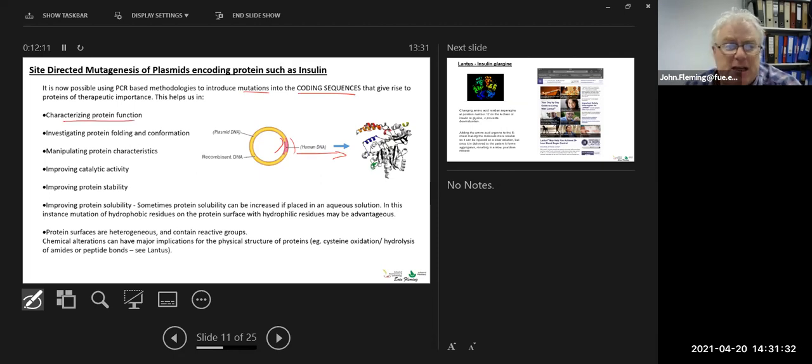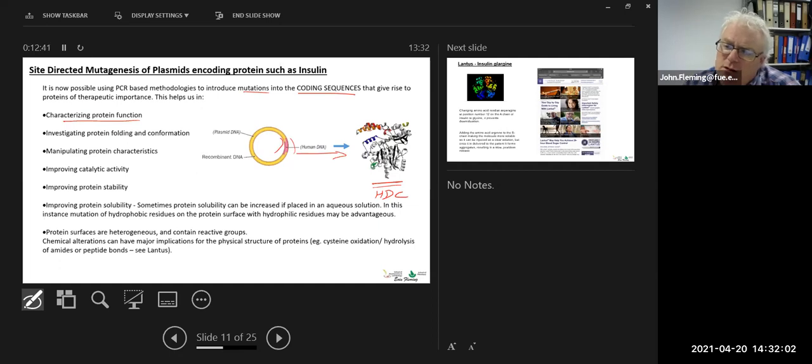For example, it can be used to characterize protein function. Over here on the right-hand side is an enzyme that I was working on as a postdoc in the US. This is the enzyme histidine decarboxylase. It makes the modified amine histamine, which you'll all be familiar with from the point of view of pharmacological importance. Histamine is very important, and histamine receptor antagonists are very important.